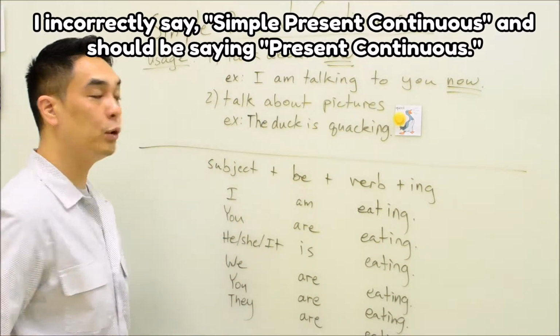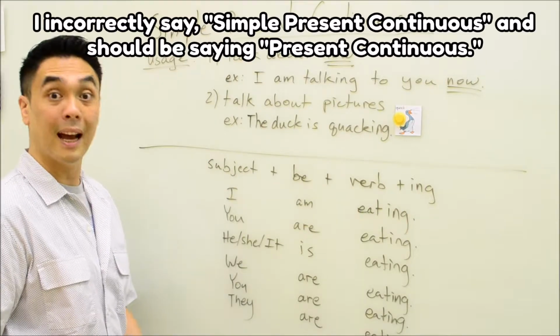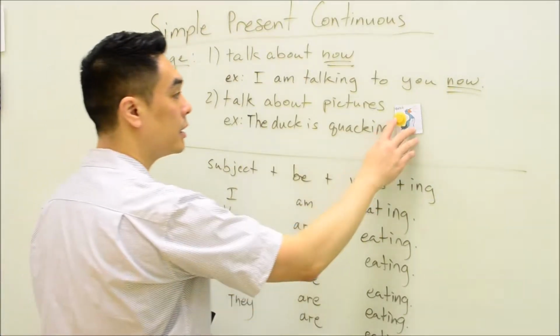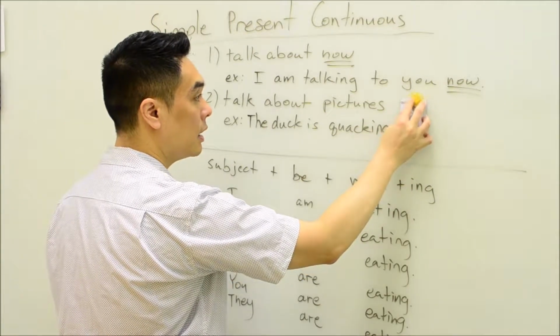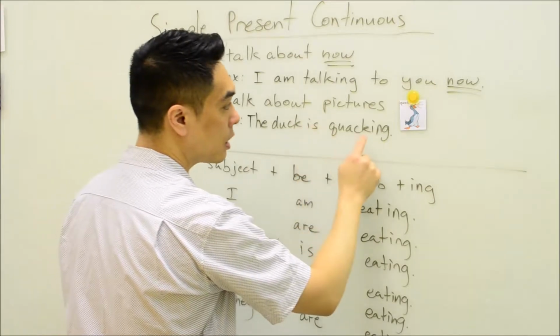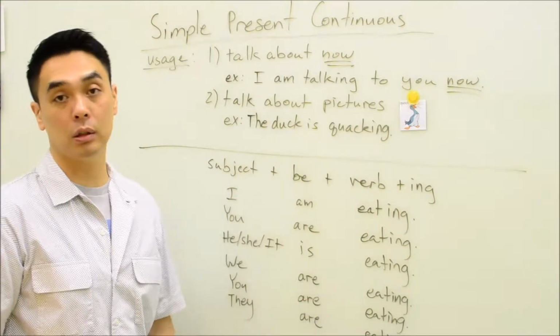The second reason we use the simple present continuous is to talk about pictures. Yeah, when you look at a picture, we use the simple present continuous. Take a look at this duck here. I have a duck. And what is it doing? The duck is quacking. That's the sound that's coming out of his mouth in that picture, okay?